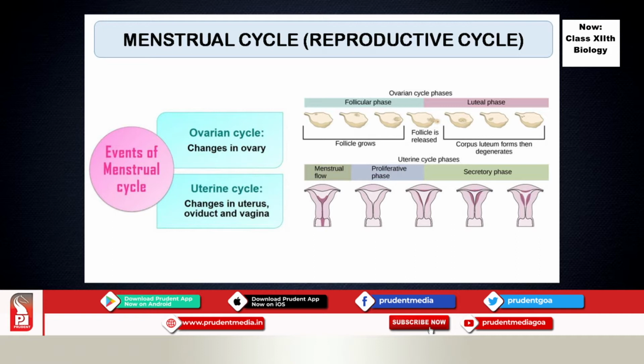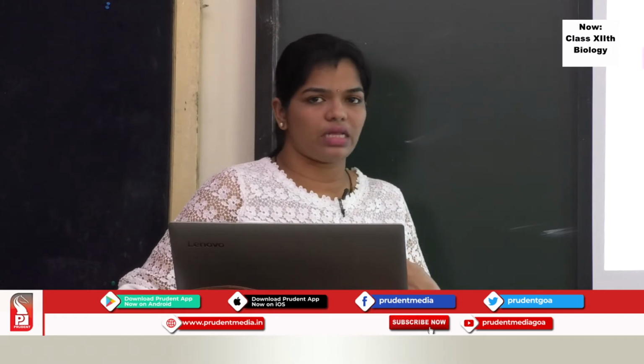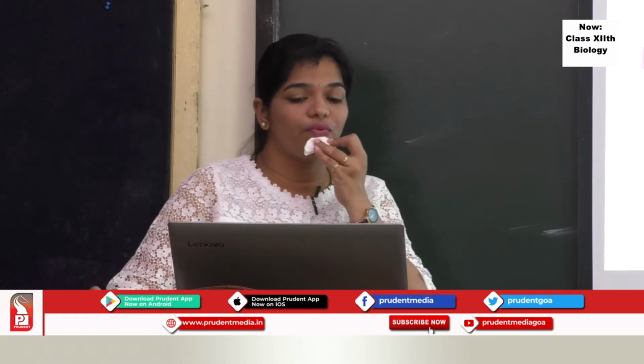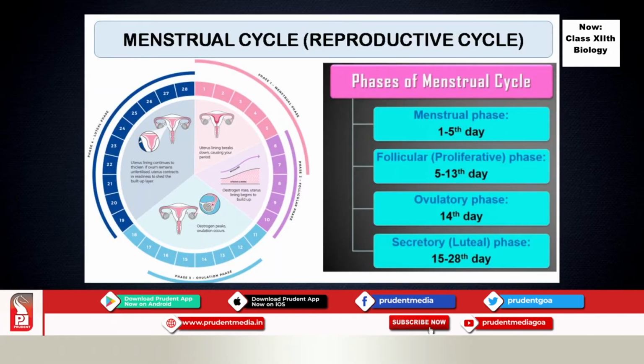In the uterine cycle, you can see the changes in the uterus, the wall of the uterus, the endometrium. The menstrual flow is nothing but the wash off of the endometrium. Then again the uterus will start building the endometrium walls in the secretory phase. So this is how the 2 cycles, 2 events take place in the menstrual cycle: the ovarian cycle and the uterine cycle. So coming back to the 4 phases of the menstrual cycle with the number of days.